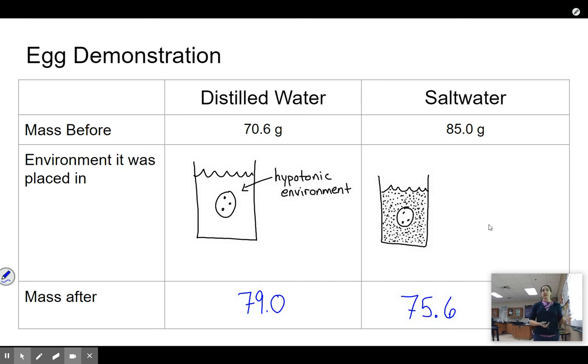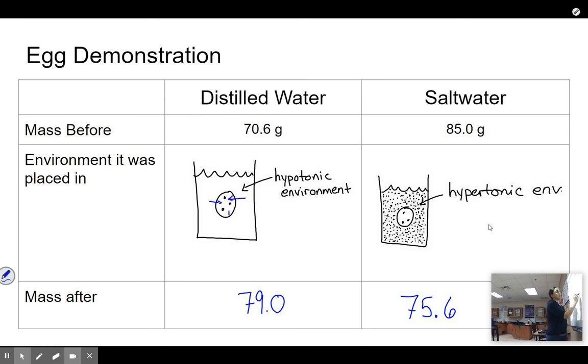So now we're back to the data table that we started with. You can see we have our starting and ending masses of these. And we had drawn before a picture of the environments that these were in. And I forgot to label the saltwater one. This one was in a hypertonic environment. And so as you can see, it's pretty clear here that the one that was in distilled water gained mass.